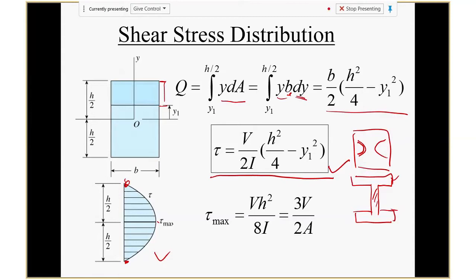All right. Okay, so this is parabolic. Now quickly, what's this maximum value? Can we determine the maximum value? Yes, we have the equation, right? So just find the maximum. You can do d tau over dy1 equals 0 to find where the maximum is, or you can just look at the equation here.